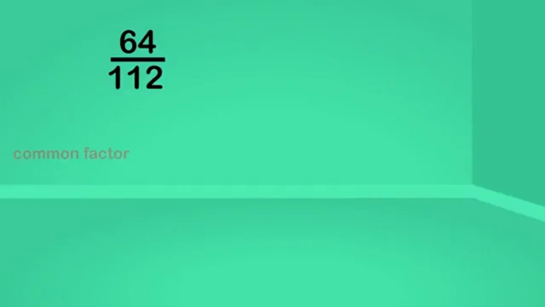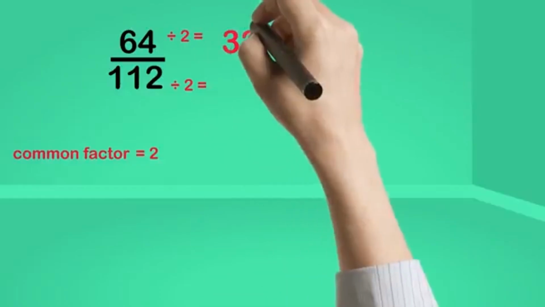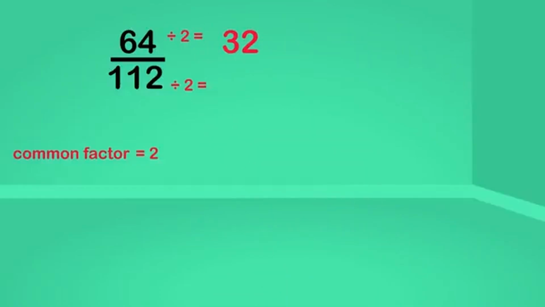I know a common factor of both numbers is 2, because both are even numbers. I'll divide the numerator and the denominator by 2. 64 divided by 2 is 32. 112 divided by 2 is 56. We've reduced the original fraction, but it's not yet in its simplest form. We know this because we can still divide further.